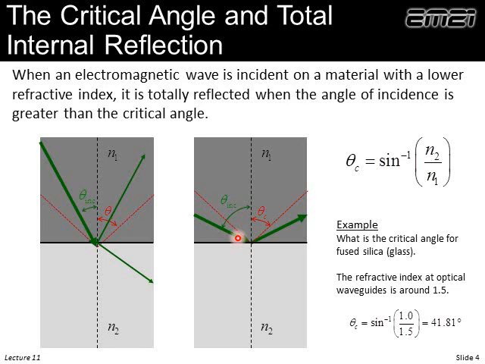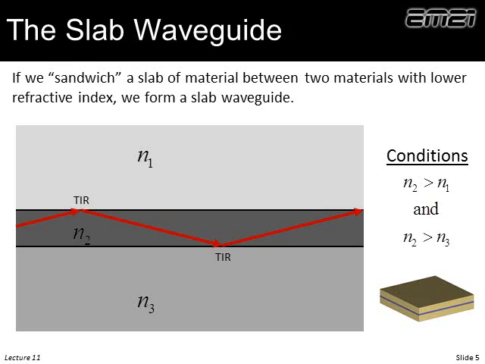And we can calculate the critical angle just given the two different refractive indices, where here n2 is the lower refractive index and n1 is the higher refractive index. Just to give you an idea, the critical angle going from glass to air is about 42 degrees. So based on this critical angle, when our wave totally reflects, we call that total internal reflection.